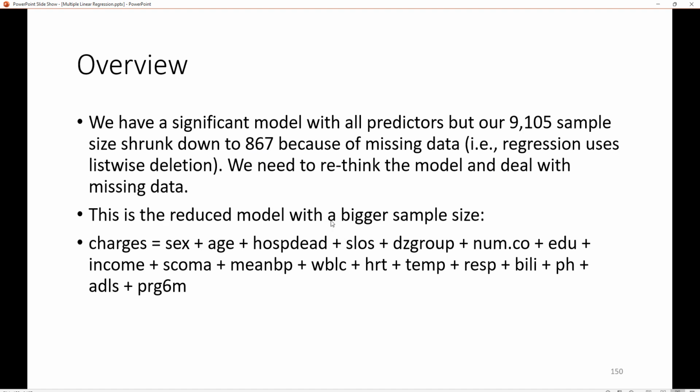This is the reduced model with the bigger sample size. And we see that charges equal sex plus age plus hospital death, and the remaining predictors.